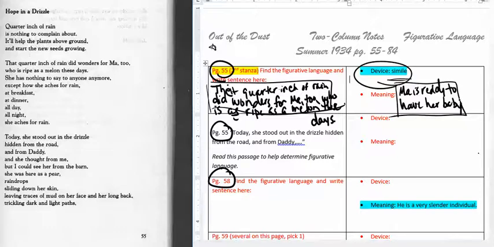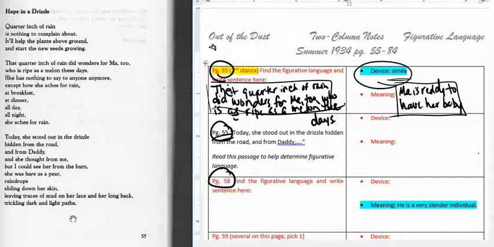Let's look at the next example, also on page 55. You need to look in the stanza, which happens to be the third one, and you need to read the whole passage. You need to find the device, and you need to tell me what it means. "Today she stood out in the drizzle, hidden from the road and from Daddy, and she thought from me. But I could see her from the barn. She was bare as a pear, raindrops sliding down her skin, leaving traces of mud on her face and her long back, trickling dark and light paths."